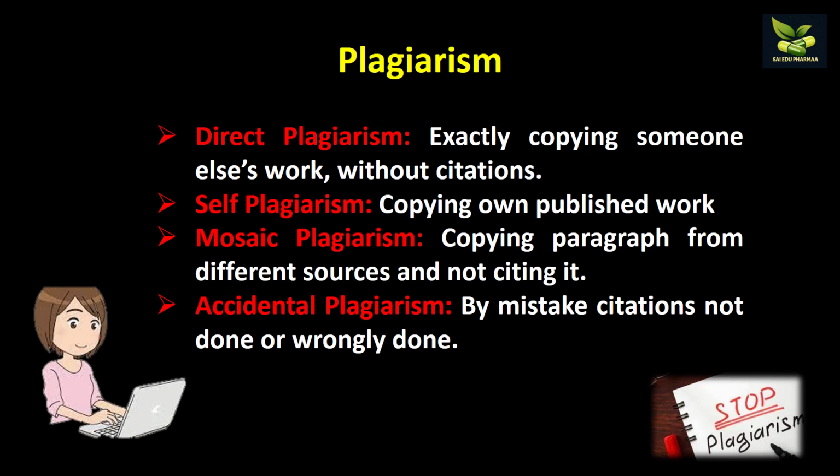Next comes plagiarism. Plagiarism means copying. There are 4 types of plagiarism: direct plagiarism, self-plagiarism, mosaic plagiarism, and accidental plagiarism. So you have to stop plagiarism. You don't have to copy the content of any other journal or any other manuscript or paper. And if you are taking content or lines from any other paper, you have to change the language and properly cite the reference from which you have taken the content.